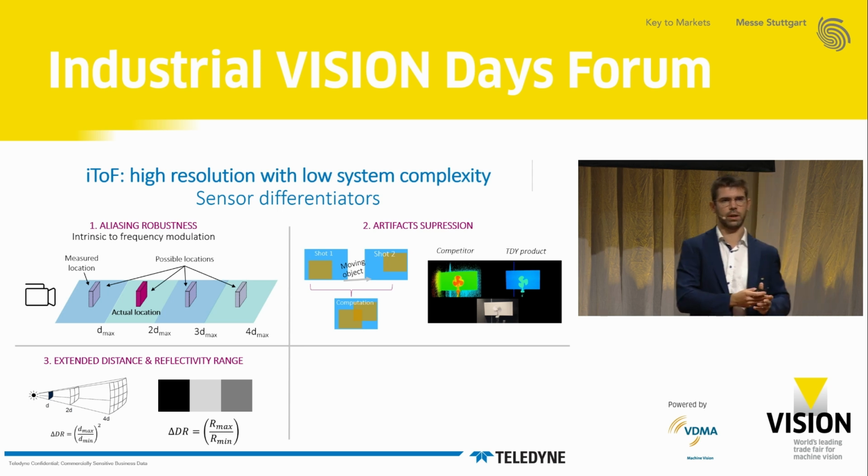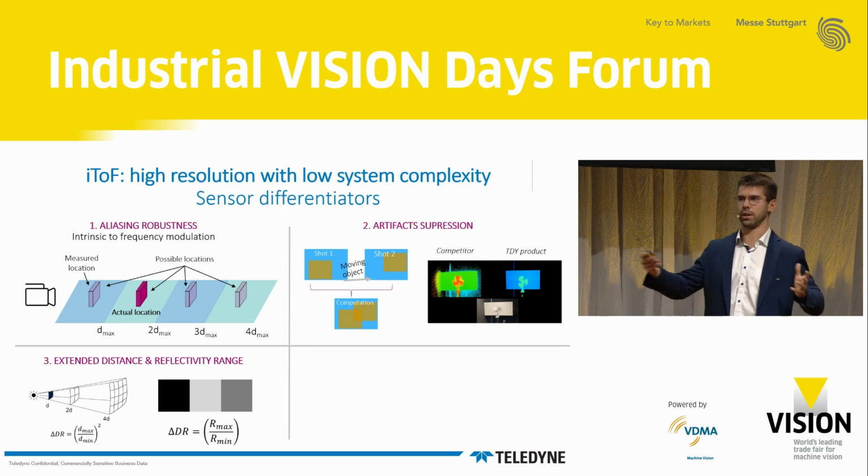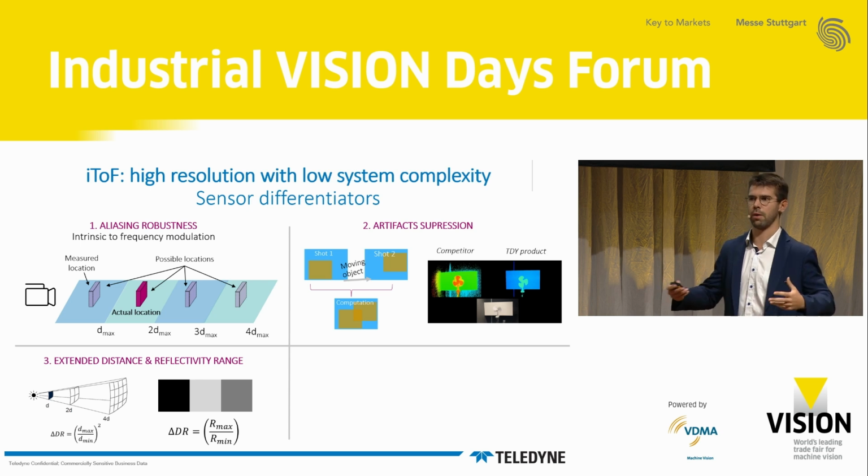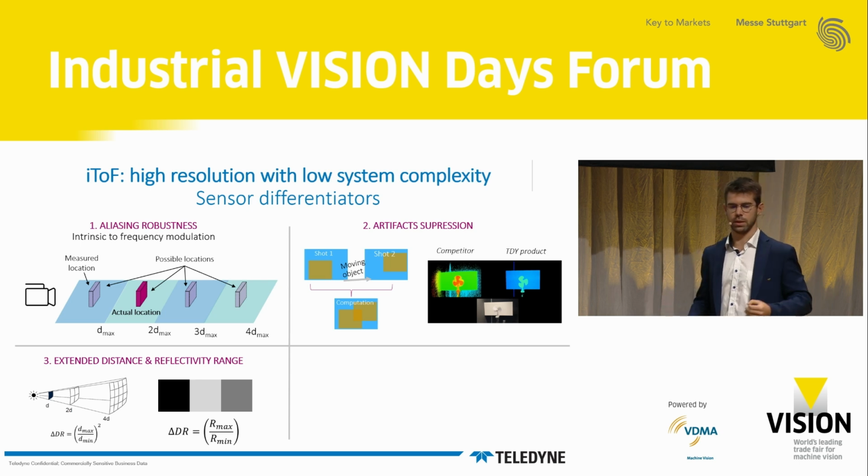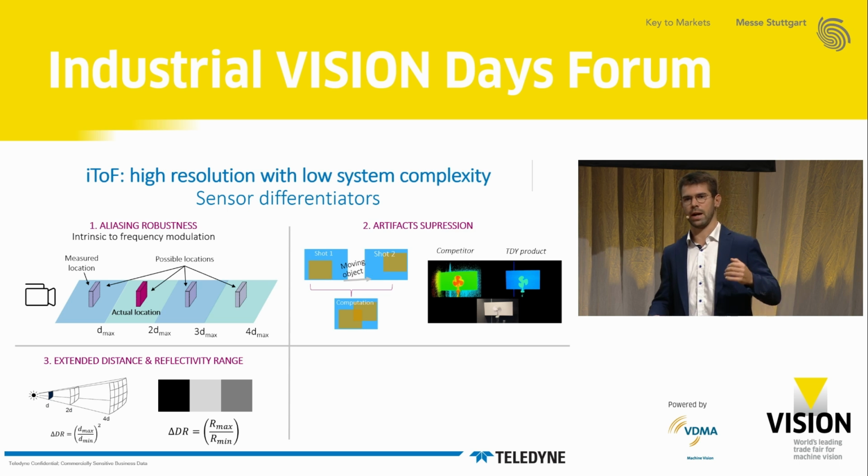Then, if one needs to see objects in a wide range of distances and in a wide range of reflectivities, the sensor has to have a very high dynamic range.